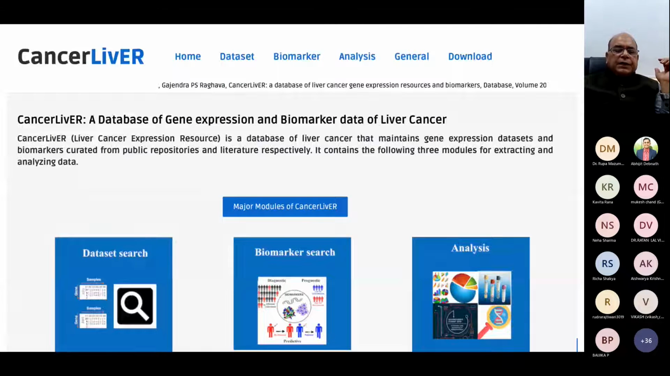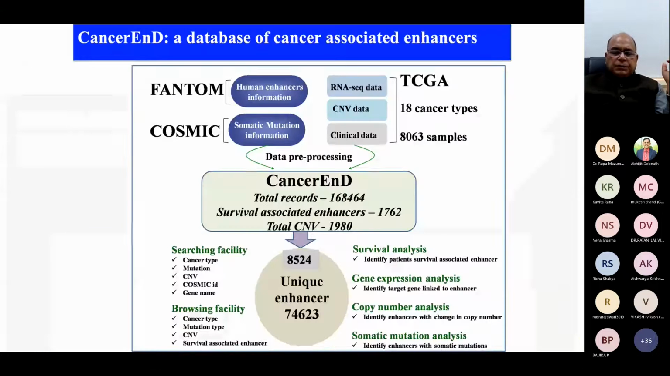Similarly, we have another database called the cancer liver database. This database provides the different types of biomarkers already reported in the literature. We collected that information, whether protein-based biomarkers or mRNA-based biomarkers, any type of biomarkers discovered in the literature over the last number of years, and have compiled them here. So you can use them.